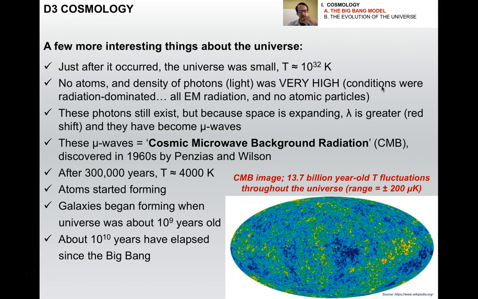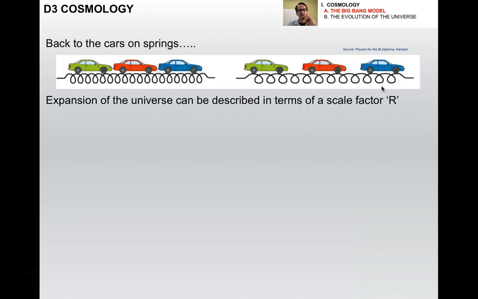And about 10 to the 10 years have actually elapsed since the Big Bang right now. It's thought that the age of the universe is between 13 and 14 billion Earth years old. Okay? All right. Now, back to the cars on springs. So the expansion of the universe can be described in terms of what's called the scale factor.